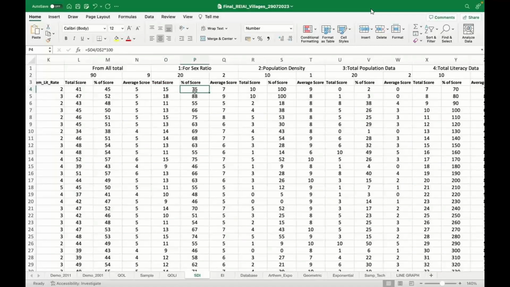Calculate the percentage of score, then the average score. Similarly, for population density, a single score, it will become 10, 100, depending upon the score you have given for the villages, and then you calculate the average score.